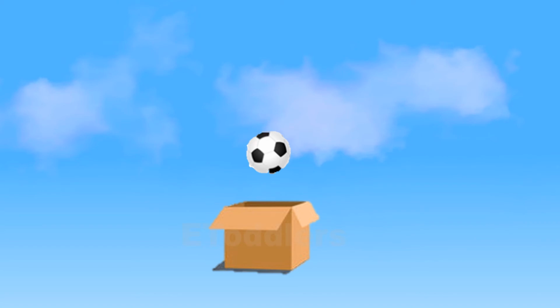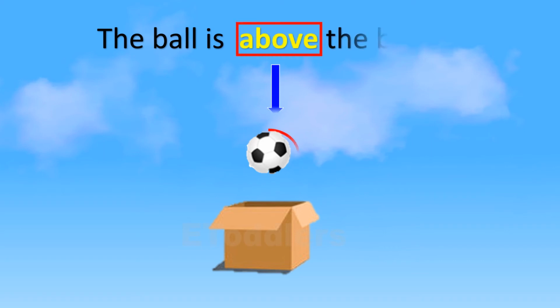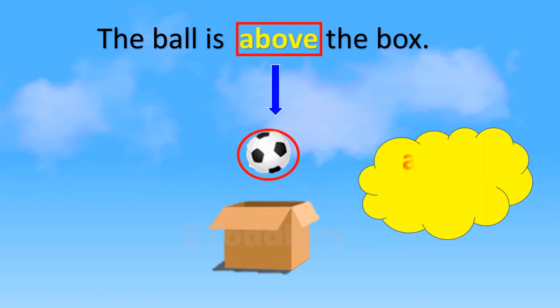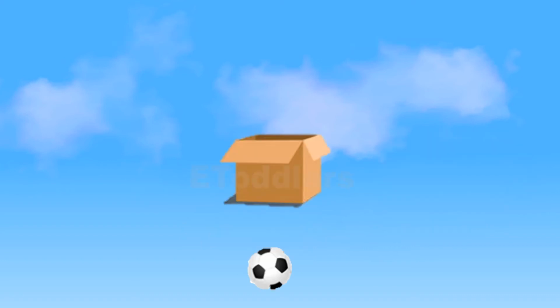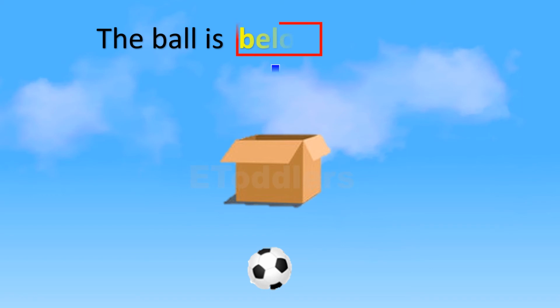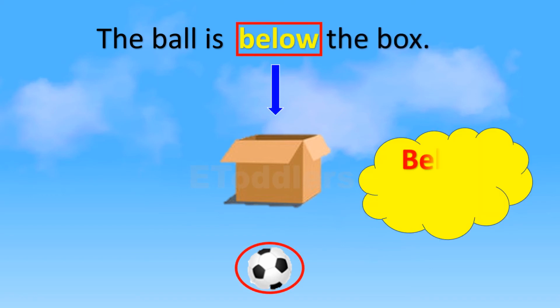Now, where is the ball? The ball is above the box. Here, above is the preposition. Now, where is the ball? The ball is below the box. Here, below is the preposition.